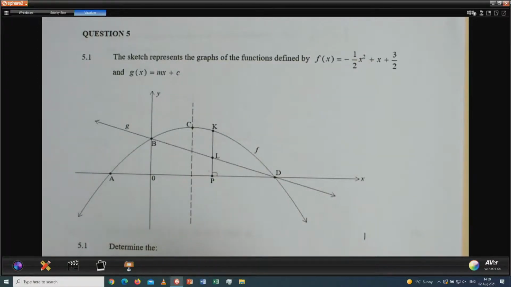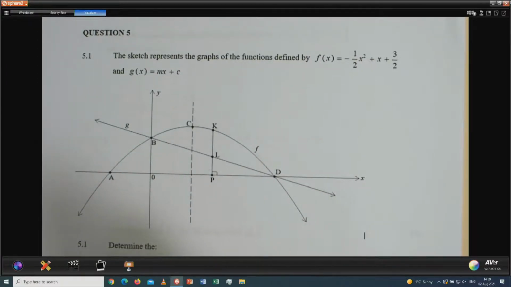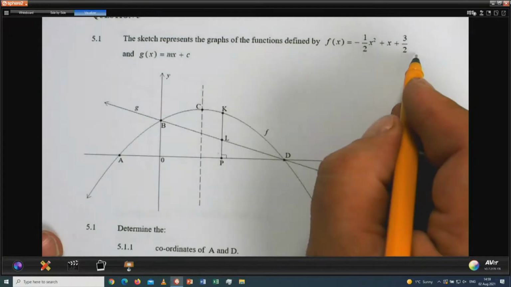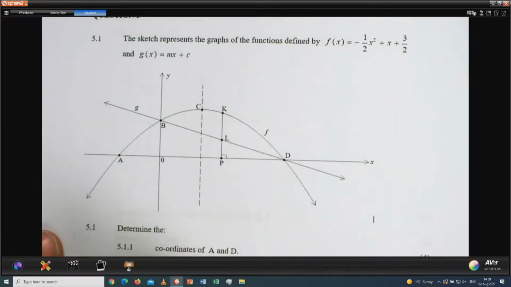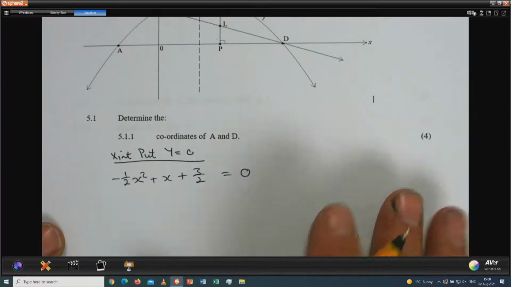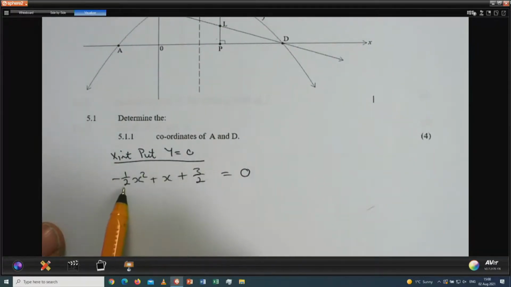So what they're actually looking for in this case is your x-intercept. So here we can say for your x-intercept, we need to put y equal to 0. So we're going to take the f graph, which is negative a half x squared plus x plus 3 over 2 is equal to 0. Right, I repeat. The f graph is given as negative a half x squared plus x plus 3 over 2, and y is 0. Now we solve for x.